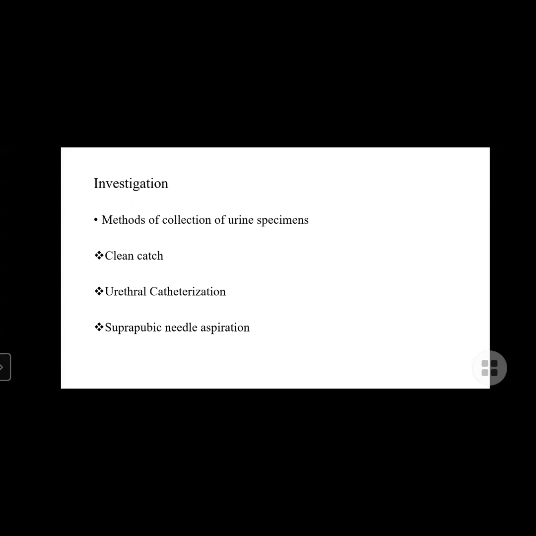In uncircumcised males, what they have to do is to retract the foreskin of the penis. And when the sample is taken, it should be sent immediately to the lab. It shouldn't be kept by the patient's side, because the longer it is kept, the more bacteria continues to proliferate, since the urine is kept warm in an airtight container. And this wouldn't really give a true picture of what is happening in the patient.